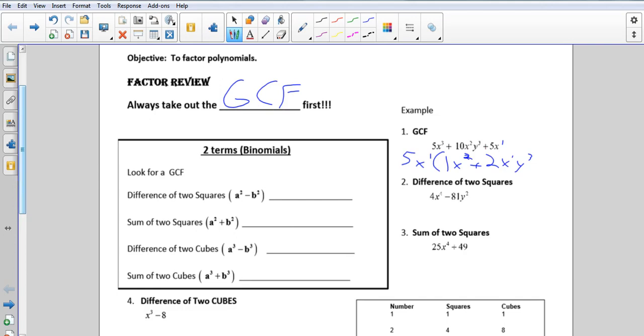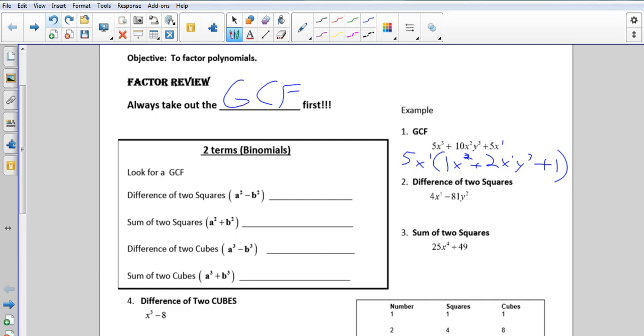Here's where people a lot of times want to just stop and put parentheses. Well, you don't do that. You have to account for the division of 5x divided by itself, which is plus 1. You need to have that spot. You can't just throw it away. Okay, so that's covering the GCF.